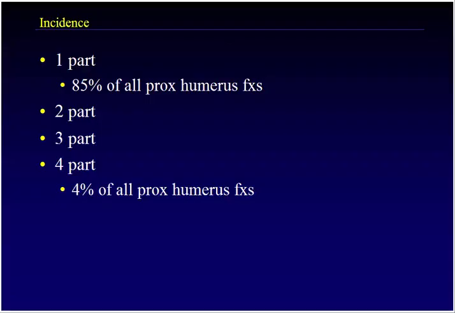A one-part fracture is typically an isolated fracture of the surgical neck of the proximal humerus, and that represents 85% of all proximal humerus fractures. On the other end of the spectrum is the four-part fracture, where not only do you have a fracture through the surgical neck, but the lesser and greater tuberosities are also displaced and disrupted, and that represents 4% of all fractures, and the rest would make up 2- and 3-part fractures.